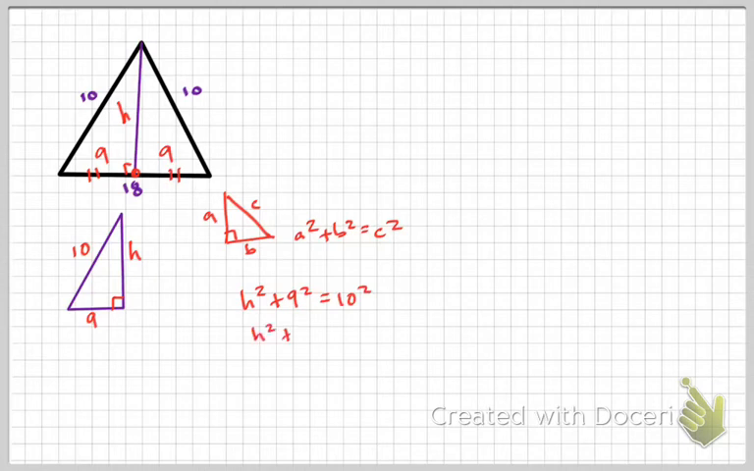H squared plus 81 equals 100. H squared equals 19. And then taking a square root, that would be square root of 19. Or if we wanted to get the actual decimal value, that would be the square root of 19 using a calculator, would be 4.4.